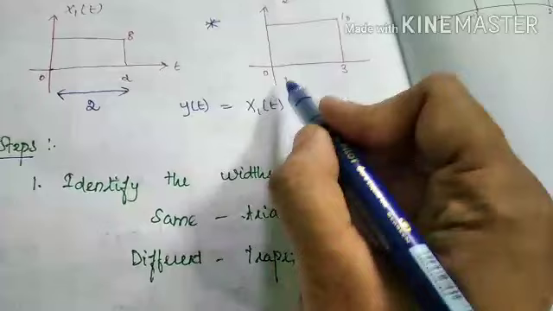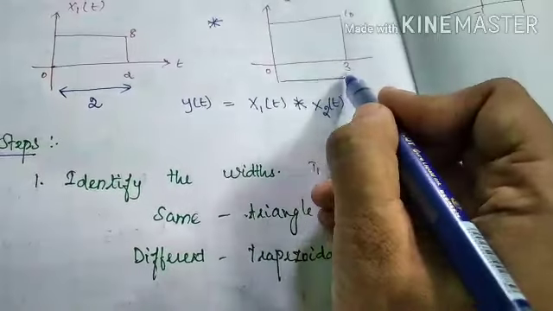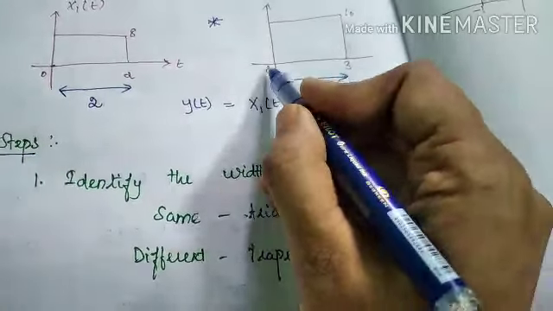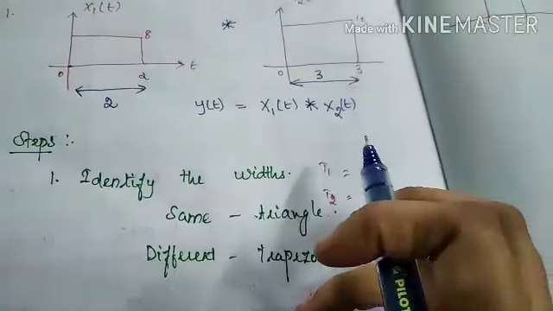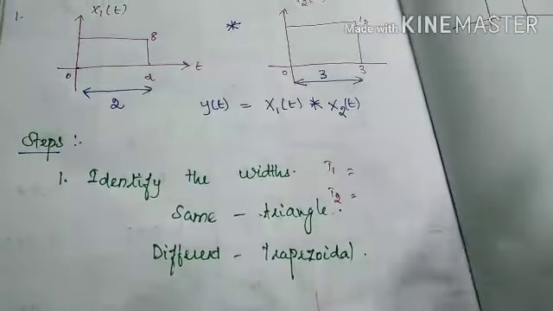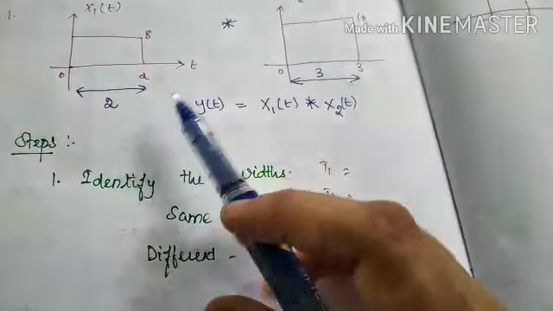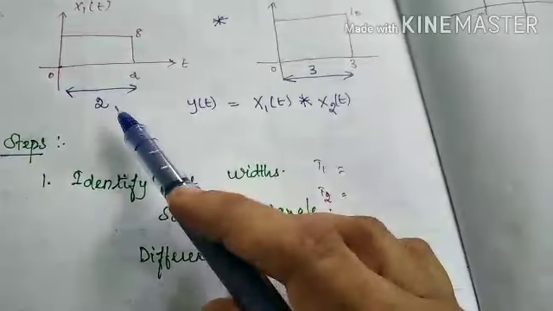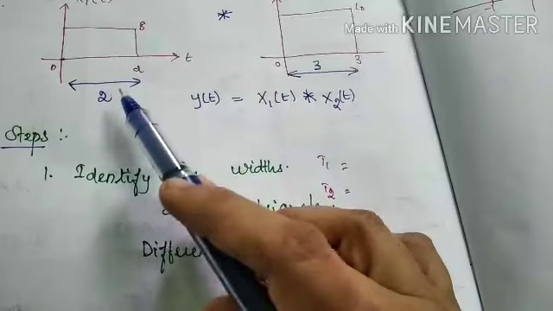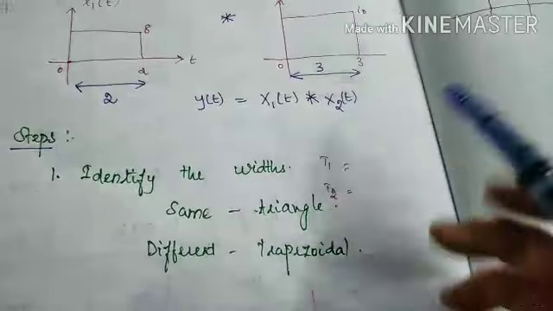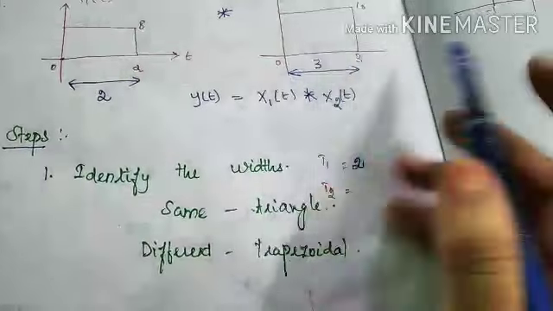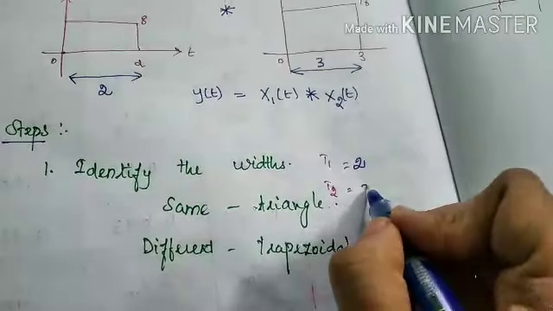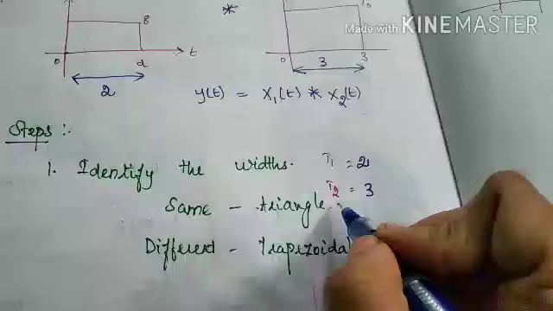Then we are going to find the width for the second input signal. The width will be 0 to 3, so the base value is 3. The minimum width is written as T1, that is 2, and the next width is written as T2, that is 3.